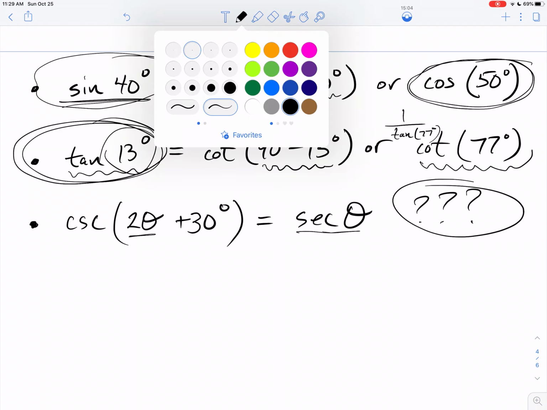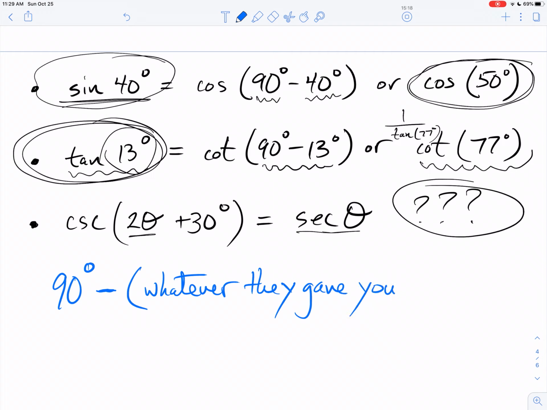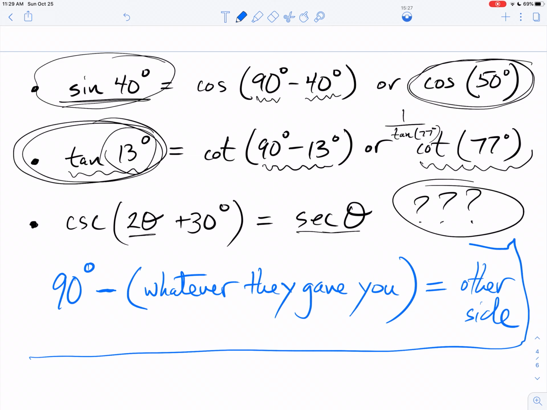I'm going to write it in a different color so it stands out. 90 degrees minus whatever they gave you equals the other guy or the other side. Okay? Follow this as your universal truth. So, like in the beginning, here it says sine of 40, and I did 90 minus 40 equals 50. That would be the other side.